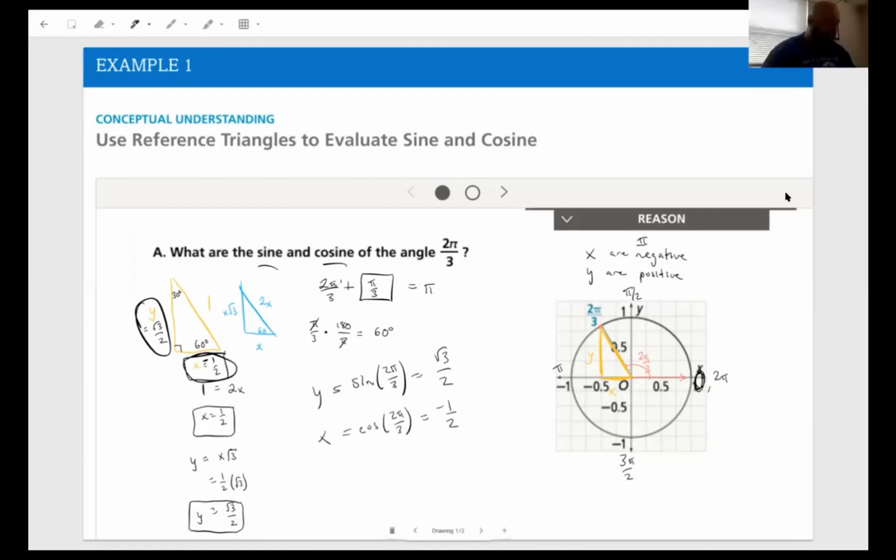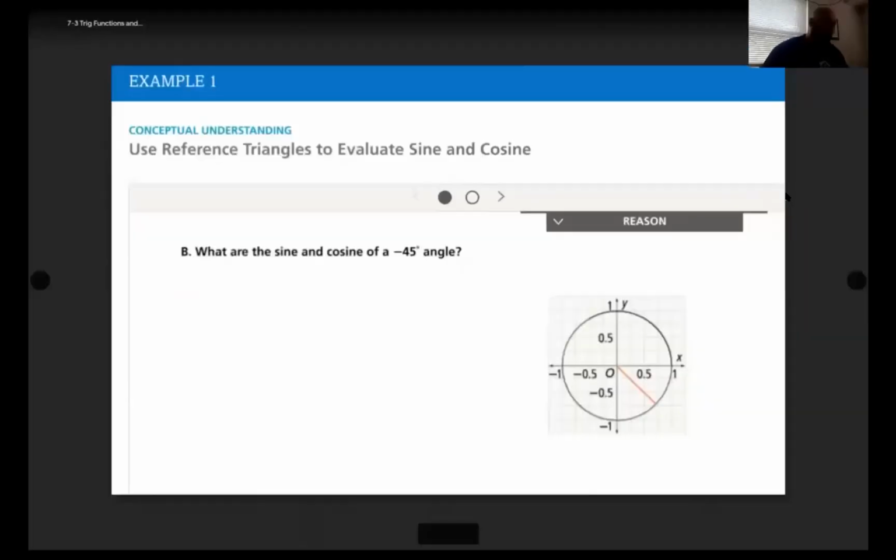So that's, it says part A, but I'm pretty sure that that's just the whole thing. Very simple one. Let's check my next picture. No, we actually do have a second part. So here's part B. Part B, what are the sine and the cosine of a negative 45-degree angle?